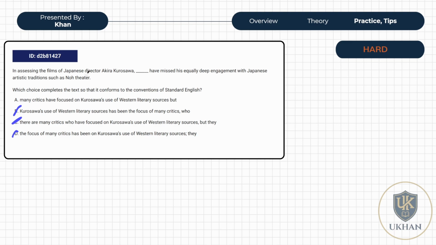A starts with many critics have focused, many critics follows the comma, and the critics are the ones assessing, plus many critics have focused but have missed, creates a clean parallel structure. So the answer is going to be A. It's a classic modifier placement question at the hard level, and the trick isn't that the grammar is harder, it's that the answer choices are longer and more confusing. The rule still stays the same: who's doing the action in the opening phrase, that person follows the comma.